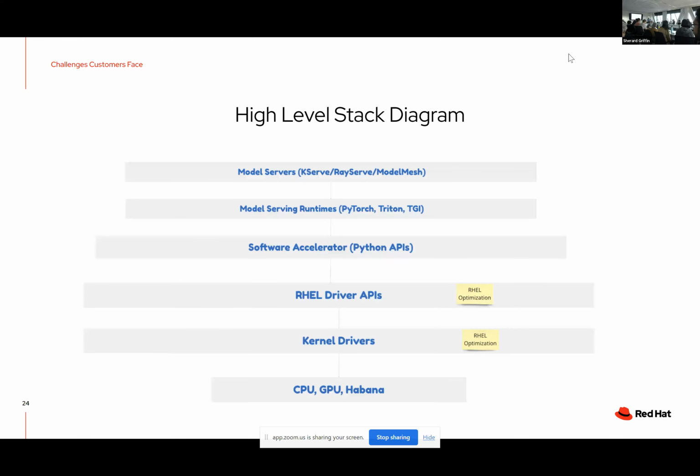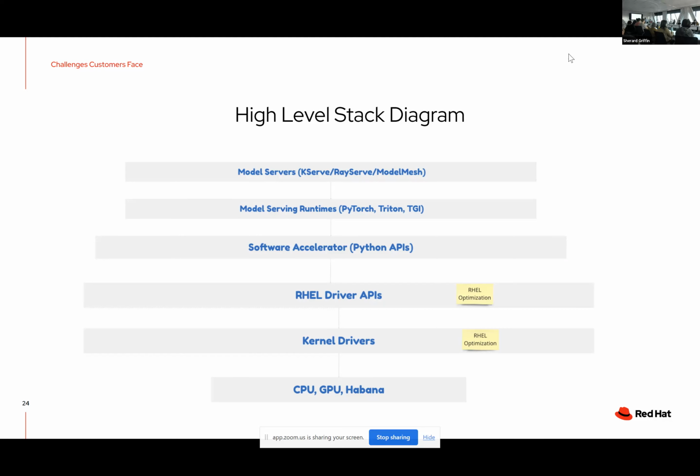And so when we talked about the optimizations, if you look at this stack diagram, I apologize for folks in the back that may not be able to see this, but it starts with the hardware, CPUs, GPUs, the kernel drivers, RHEL drivers, software accelerators, model serving runtimes. That's your PyTorches, your Tritons. IBM has one called K-Kit, which stands for Conversational AI Kit, optimizations of the actual models running in different runtimes.